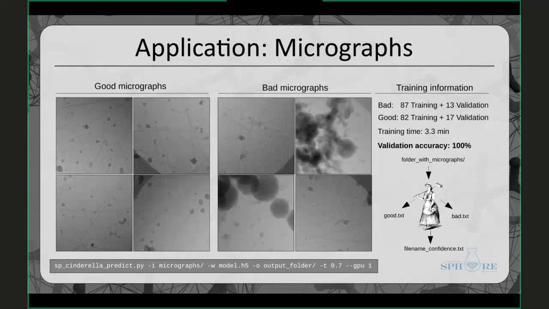All right, to run the command, it's analogous to the 2D classes. You just specify now a folder with your micrographs as input instead of a specific file for classes. And as output, you get, again, 3 files. A good.txt file, which contains the file names of your good micrographs, a bad.txt file, which contains the file names of the bad micrographs, and a file name_confidence, which contains the file name in one column, and in the other column, the confidence that this is a good micrograph.